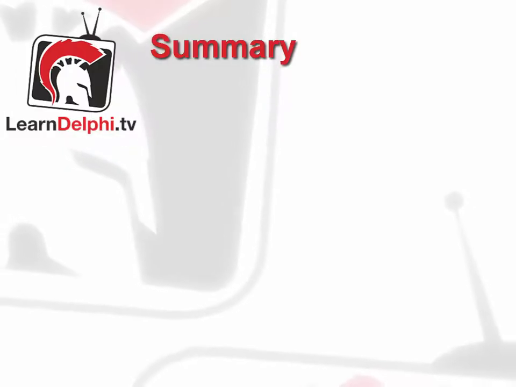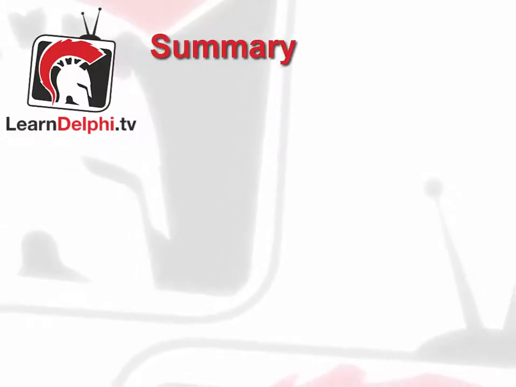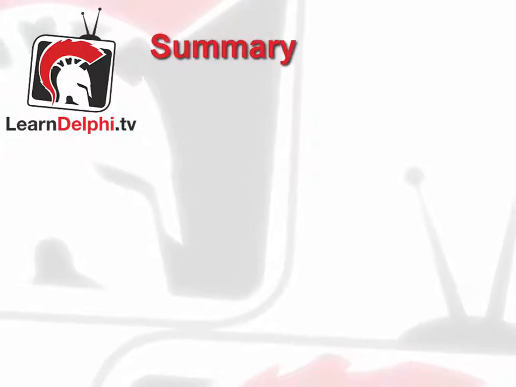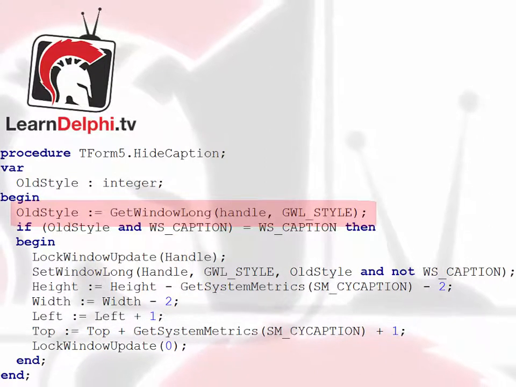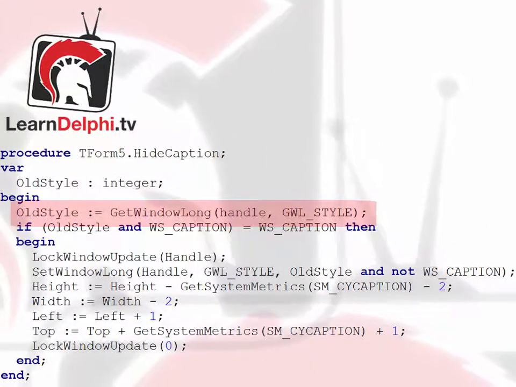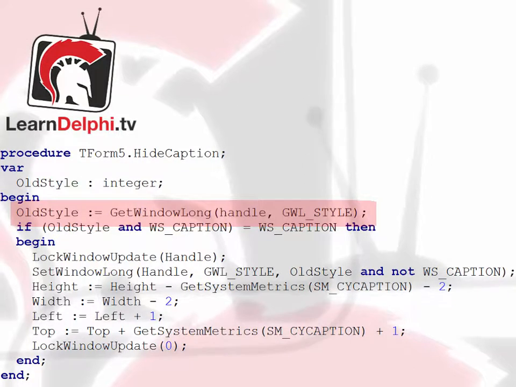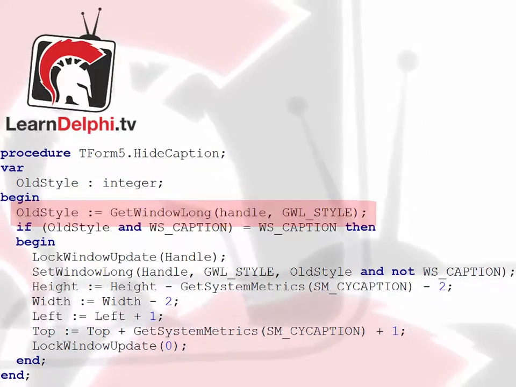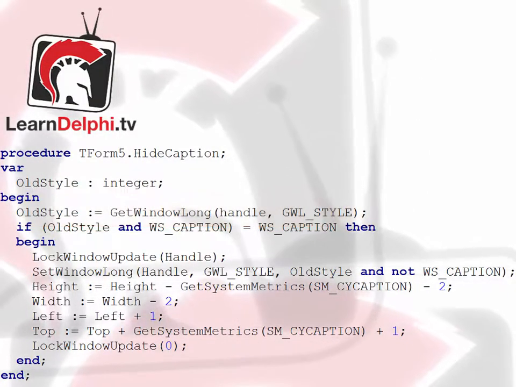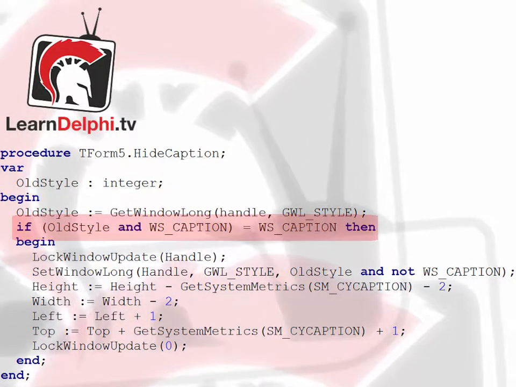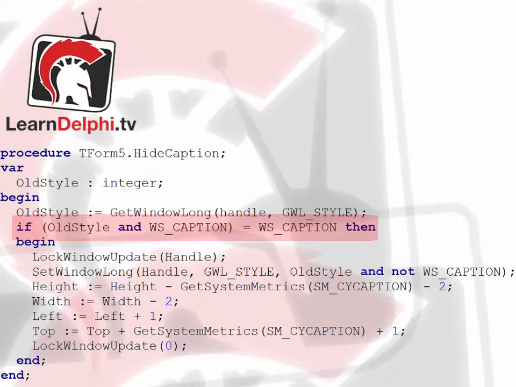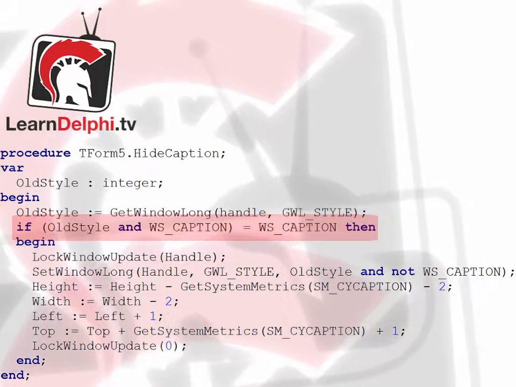To wrap up, I thought I'd give an overview of the hide caption method. Show caption is pretty much the same, or rather opposite, so I can probably skip it. Here we are calling GetWindowLong and passing in the form's handle and asking for the style attributes. It returns a 32-bit integer, which is effectively an array of bits. Now we determine if the caption is visible or not. We take old style and do a bitwise AND with WS_CAPTION, and if WS_CAPTION was present, it will be all that's left.